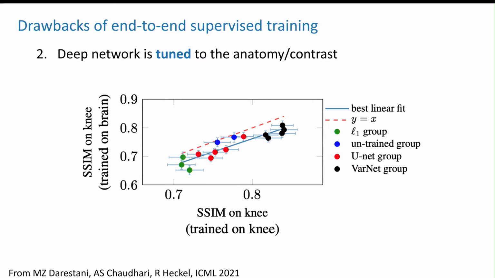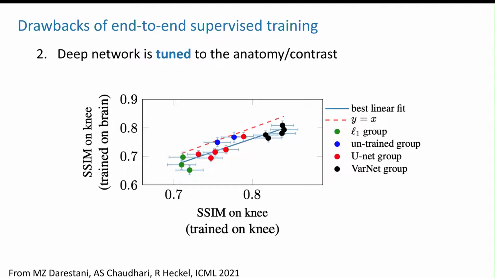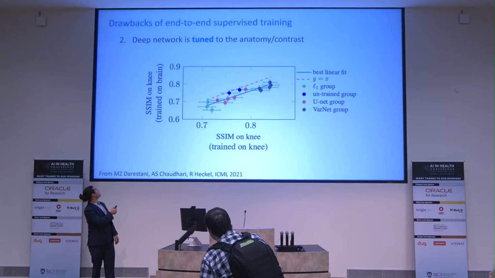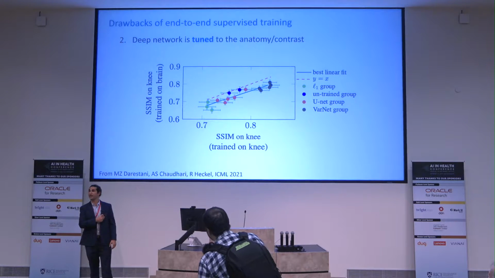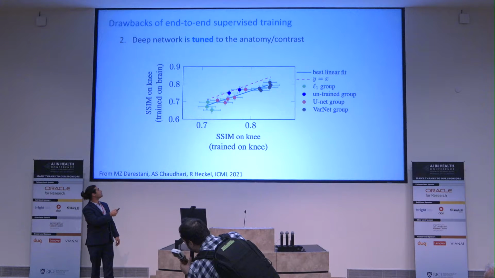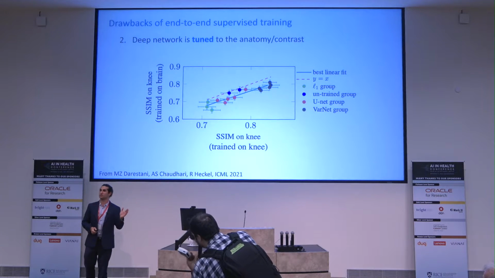A second issue is that these methods are really tuned to the specific anatomy. So for example, if I know that I'm going to scan knee images, then I should train a deep network for knee image reconstruction. And if I have brain images, I should train one for brain. But if we apply one to the other, for example, this is showing training on brain and then testing or applying on knee. What we would really like to see is the performance to follow this dotted diagonal line, but we have this drop in performance.